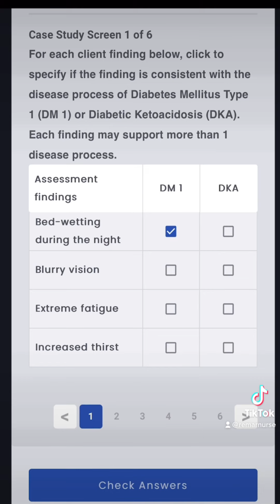Blurry vision. Diabetic ketoacidosis. Let's pick both. Extreme fatigue. Well, definitely would have that in both. And increased thirst. I don't know. I'm debating about this diabetic ketoacidosis, extreme fatigue. Increased thirst, though, both of them. I'm just going to go with it. All right. So this is why you have to know content.